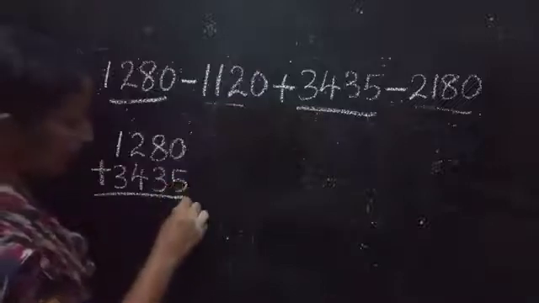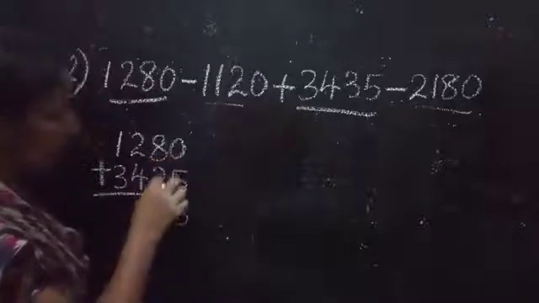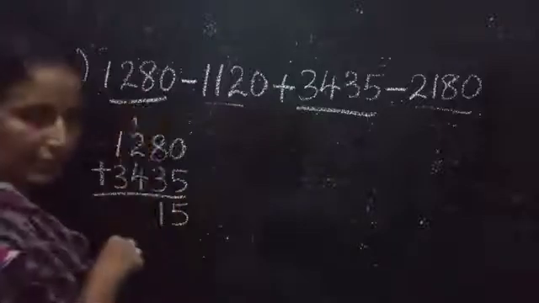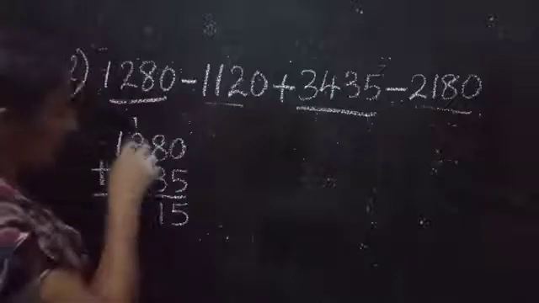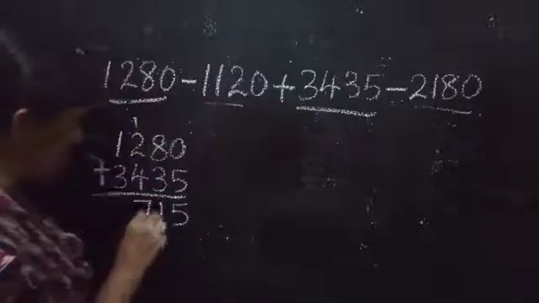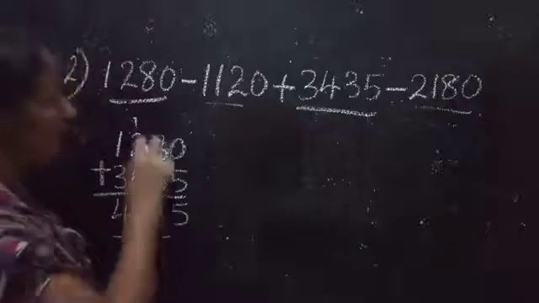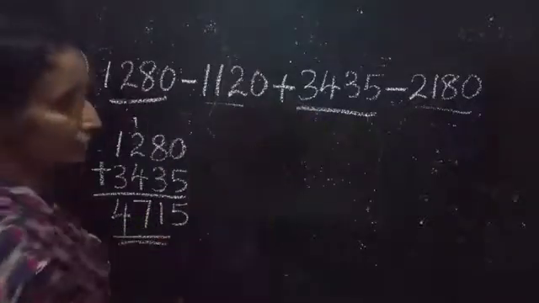5 plus 0, 5. 8 plus 3, 11. Here again carry over. 1 plus 2, 3. 3 plus 4, 7. 1 plus 3, 4. Okay, this is the answer. When we add these 2 numbers, we are getting 4,715.